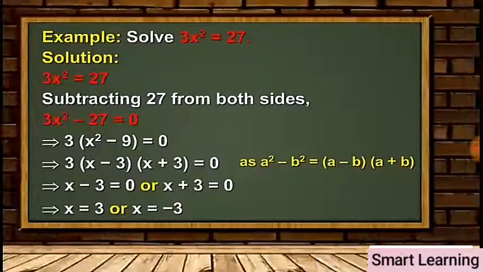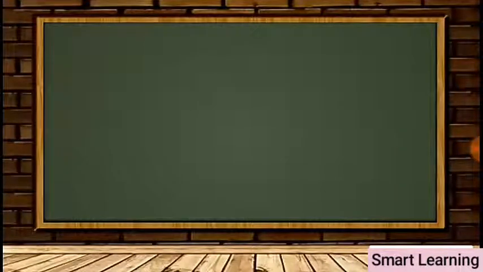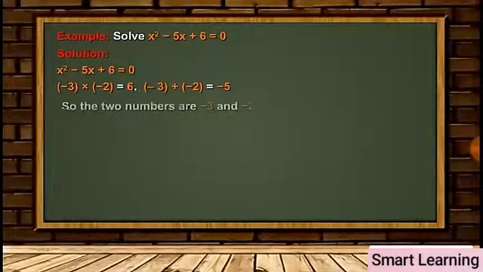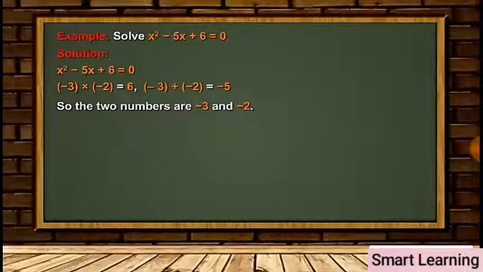Now we will find the solution of a quadratic equation by splitting the middle terms method of factorization. Let us solve x square minus 5x plus 6 is equal to 0. Here we will make use of splitting the middle term. We factorize the quadratic equation by looking for two numbers whose product is 6 and the sum is minus 5. Now, minus 3 into minus 2 is equal to 6 and minus 3 plus minus 2 is equal to minus 5. So the two required numbers are minus 3 and minus 2.